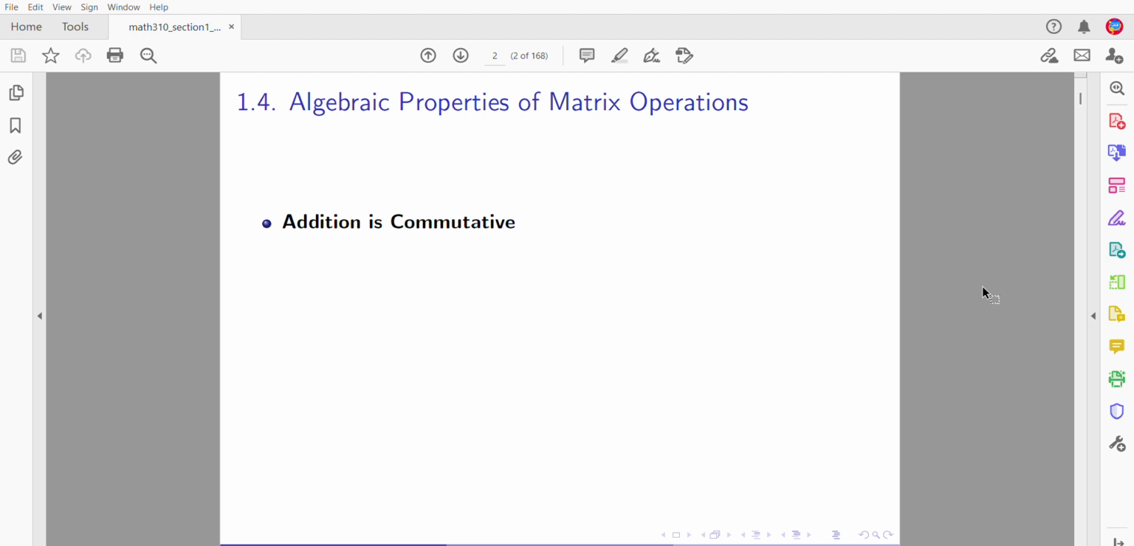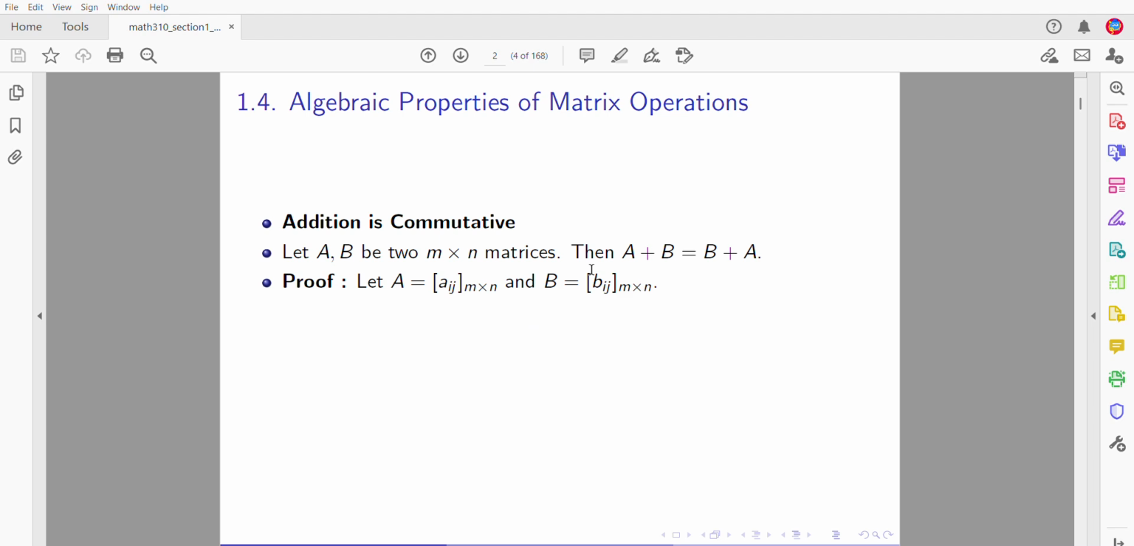So matrix addition is commutative. That is, let A and B be two m by n matrices. Notice both have to be of the same dimension. Then A plus B equals B plus A. This is commutativity of addition.